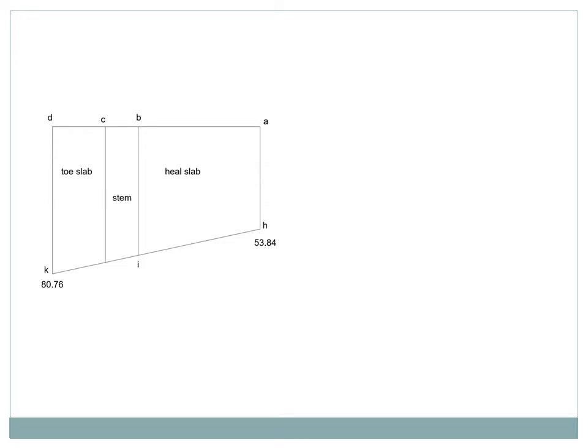So mark the values. Our sigma minimum value is 53.84, we can mark the H portion, and sigma maximum is 80.76. Then you can give some names, A, B, C, D, or P, Q, R, S, anything you like.